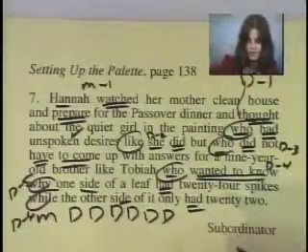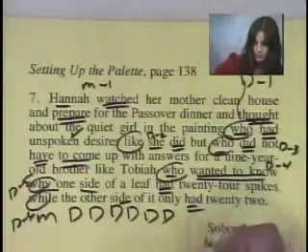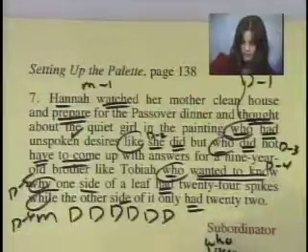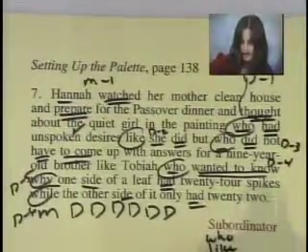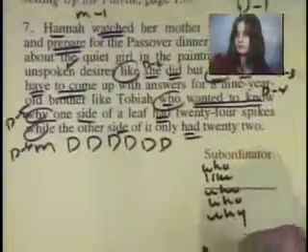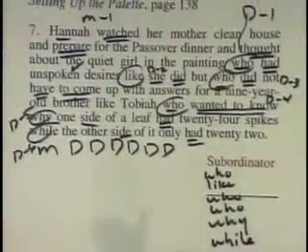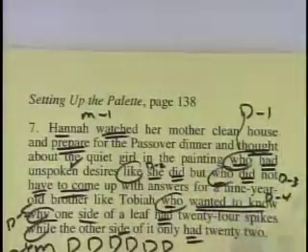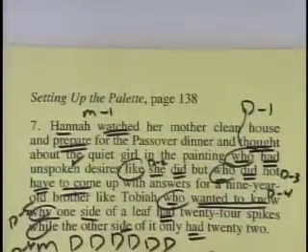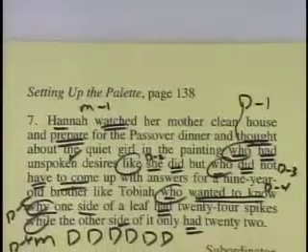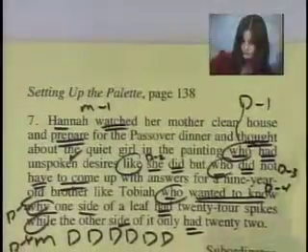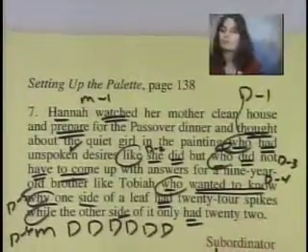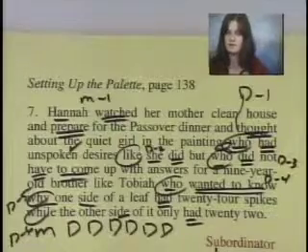And you have a whole lot of subordinate connectives to list. What are they? First one is who. Who. And then? Like. Who. Who. Why. While. And at least this part right here, Hannah watched her mother clean house and prepare for the Passover dinner, and thought about the quiet girl in the painting who had, right here, between painting and who, that one for sure. No punctuation there because? Because the main clause is before the dependent.